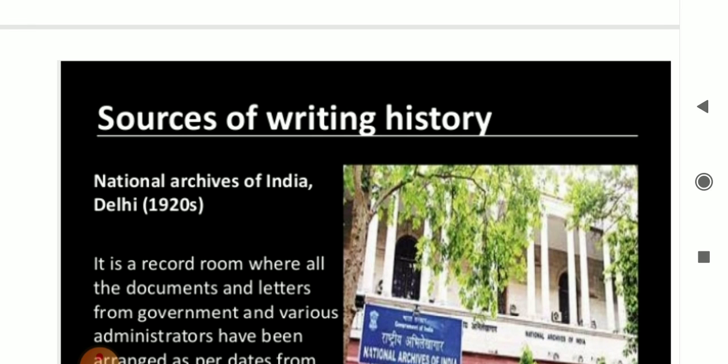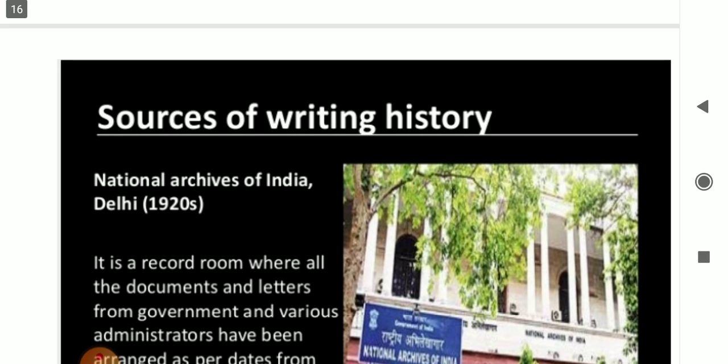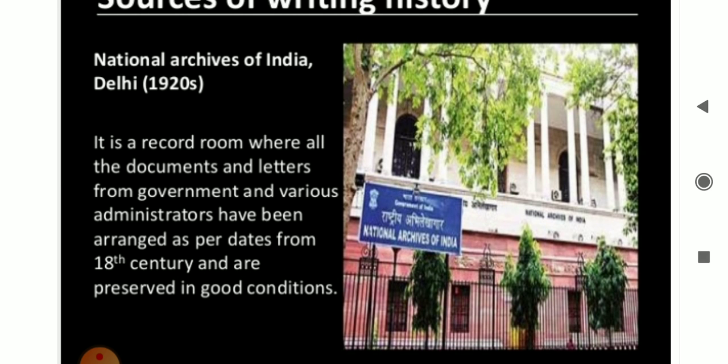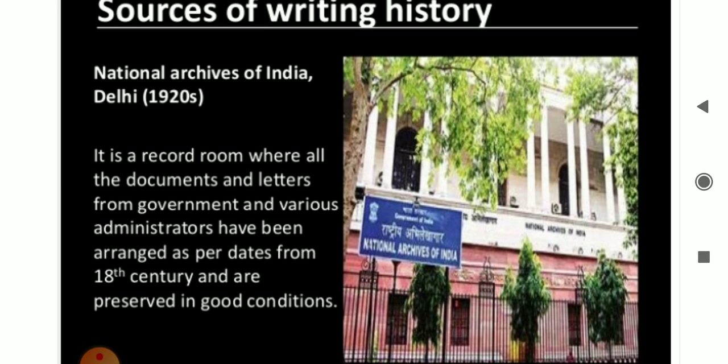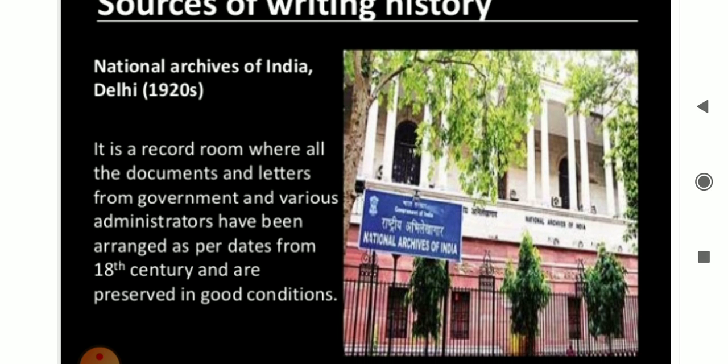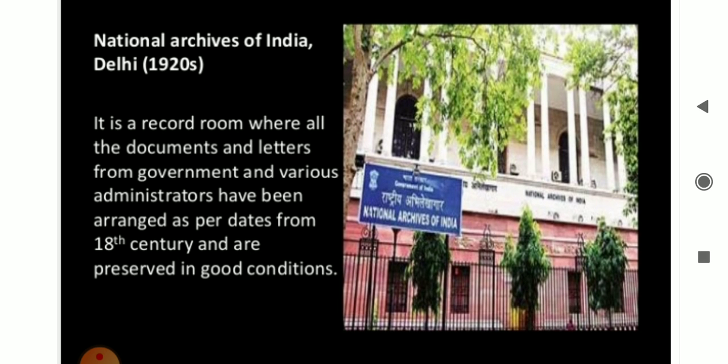Moreover, the British government also started to establish National Archives. They set up museums and institutions like archives and museums to preserve and protect the important records. So this is one example. In the year 1920, the National Archives of India, Delhi was established to keep all the important documents and records.